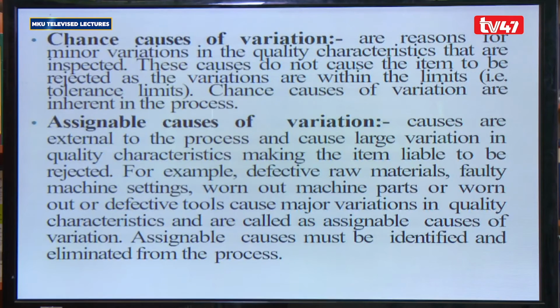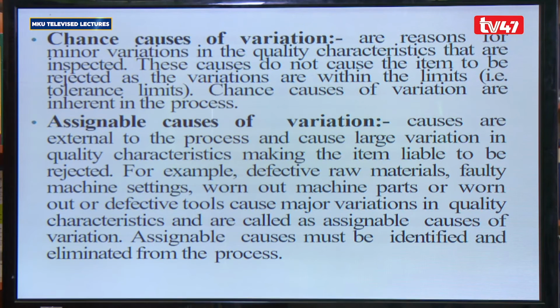Some other terms that we shall come across in the course of our learning will be chance variation. When we talk of chance variation, these are simply reasons for minor variations in the quality characteristic that are inspected. These causes do not cause the item to be rejected, as the variations are within the limits, for example, the tolerance level. Then we have assignable cause of variation.